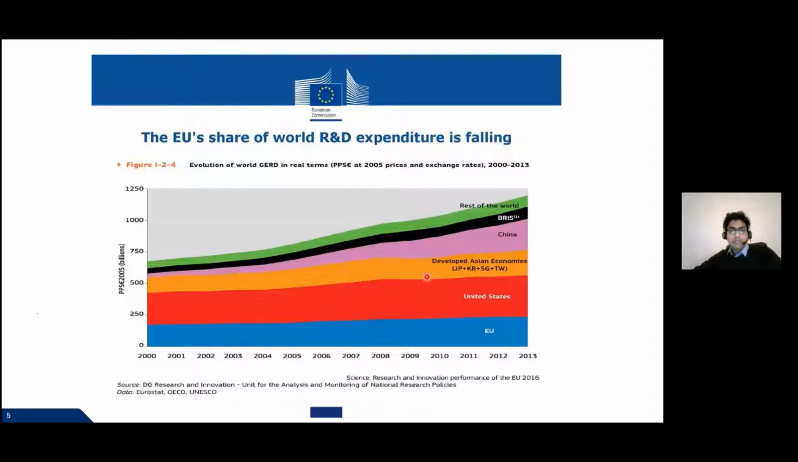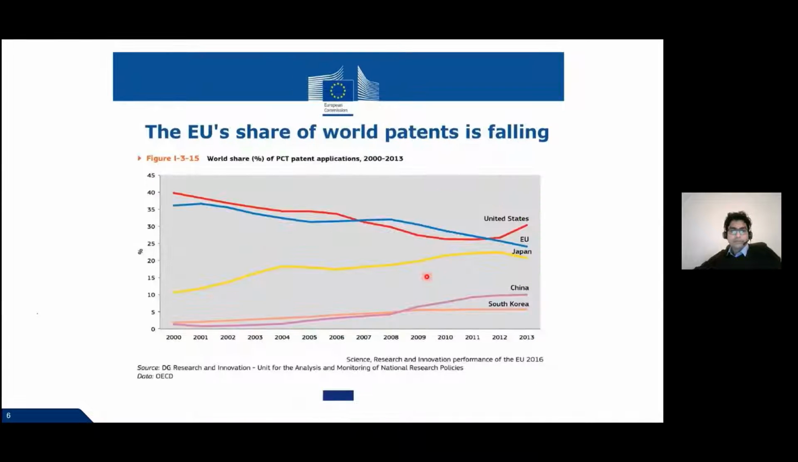Unfortunately, in the last decade, the share of the European Union in R&D expenditure is falling, and China, Europe, and the United States are taking it over. So this is a good trend for the rest of the countries, but for the European Union, it was a kind of setback. Also, if you see the patents filed from the EU, they were decreasing, while they were increasing from the United States and China.